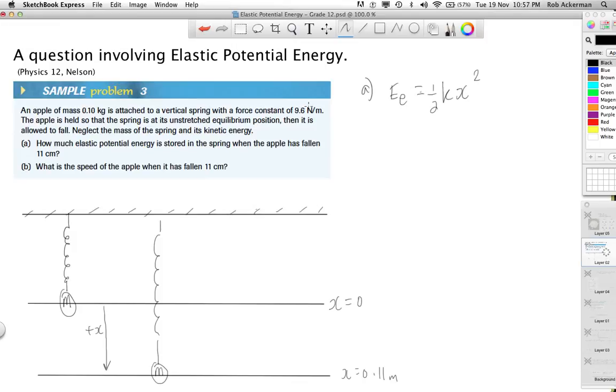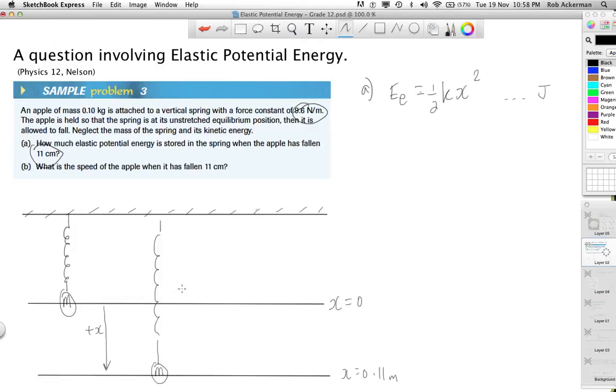So all you got to do is sub in your k value and your x value. Make sure you're in meters, by the way. This shouldn't be a problem. You're going to get a certain number of joules of energy when we're down here. Now, what is the mass doing at this point? Well, it's either still moving or it has reached its maximum stretch and is about to pop back up.